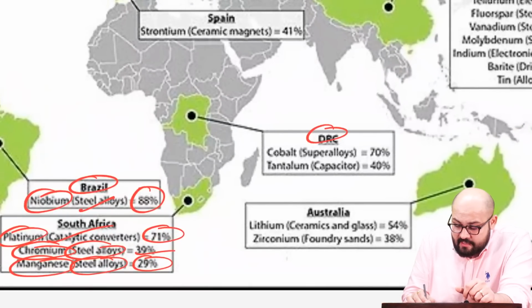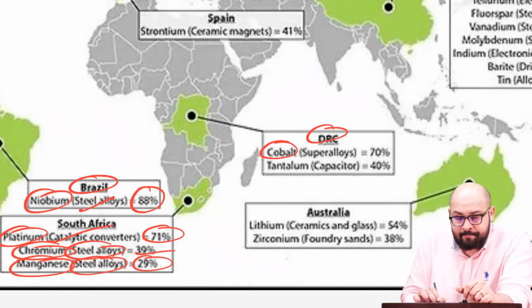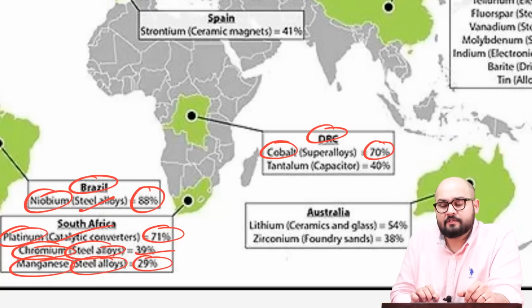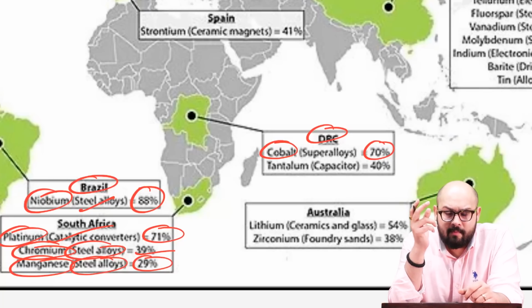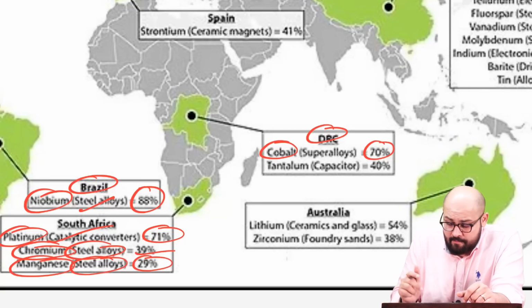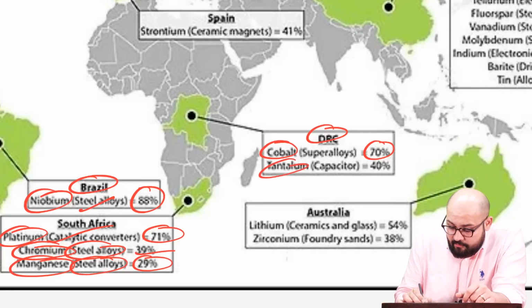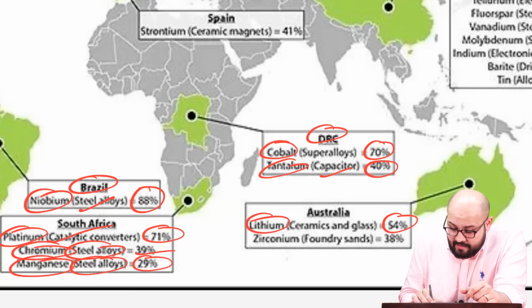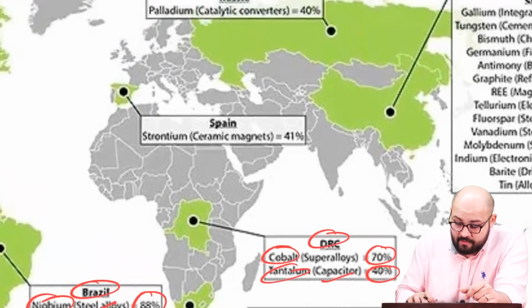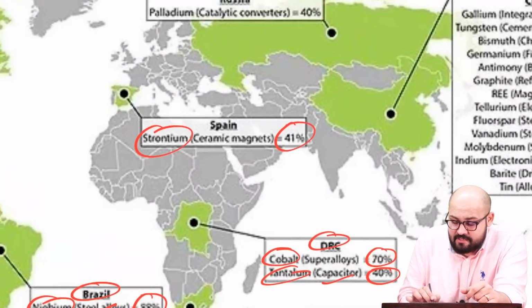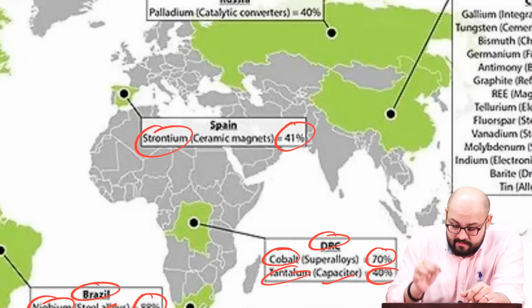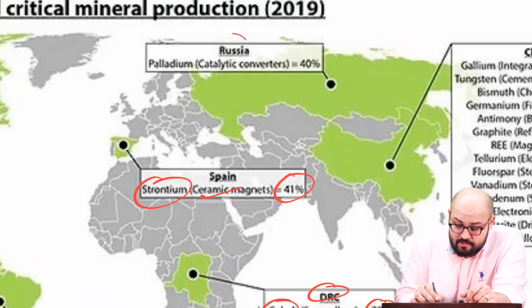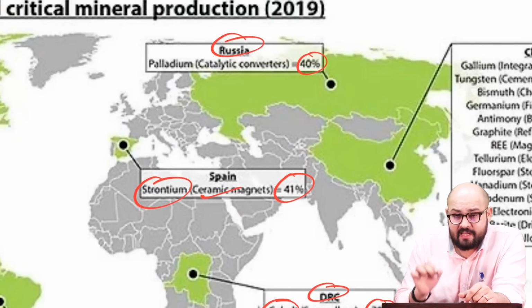Next, we have got the Democratic Republic of Congo, right? Cobalt, almost 70% of the total reserves is in the Democratic Republic of Congo. Then you have got tantalum, which is used in capacitors, almost 40%. Then we have got lithium in Australia, almost 54%. Then zirconium, almost 38%. Now let's talk about Spain. It has got a substantial 41% of strontium, that is used in ceramic magnets. Then let's talk about Russia. Russia has almost 40% of the total reserves of palladium, right?